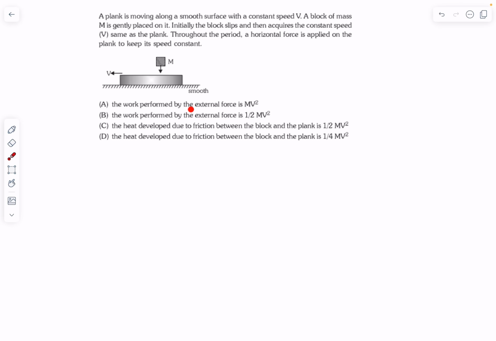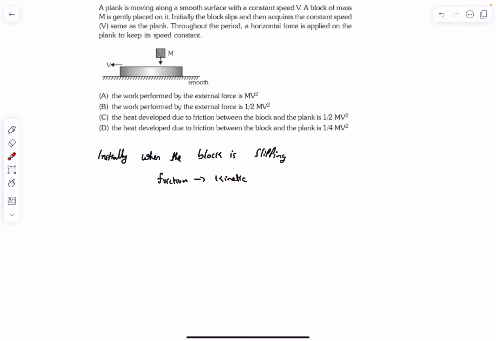So we have to figure out the work done by the external force, and we have to figure out the heat developed due to friction. Initially, when the block is slipping, the friction is kinetic in nature, and whenever we talk about the work done by kinetic friction in such combined mass problems, it comes out to be frame independent. I'm not going to prove this result right now. I'll link a video in which I have done the proof of it.